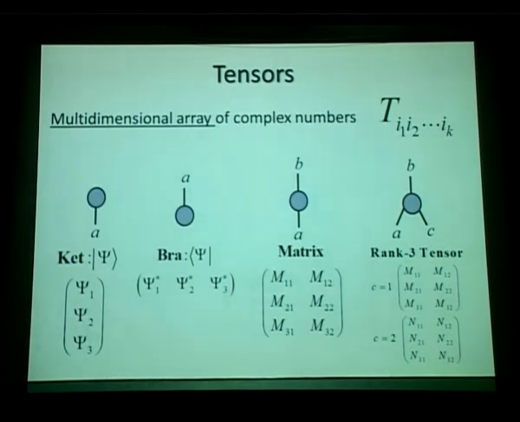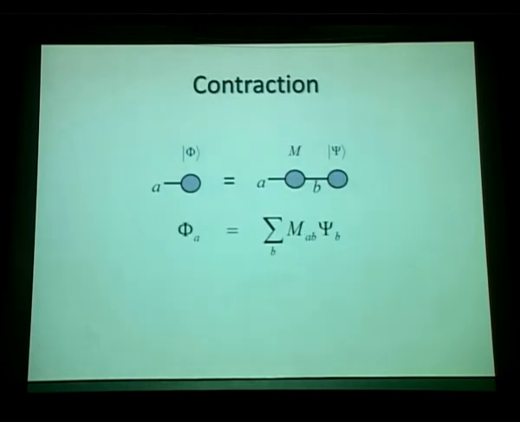So next, let me tell you some basic operations that we can do with tensors. The first one is contraction. This is by far the most common one I'm going to use in this talk. By contracting two tensors, I mean multiplying their components by summing over one or more indices. And this is graphically represented by connecting the two tensors by one or more lines, and each one of these connecting or shared lines corresponds to an index being summed over.